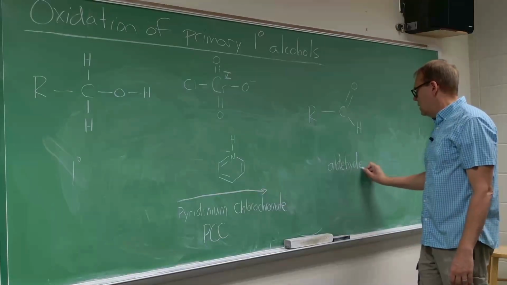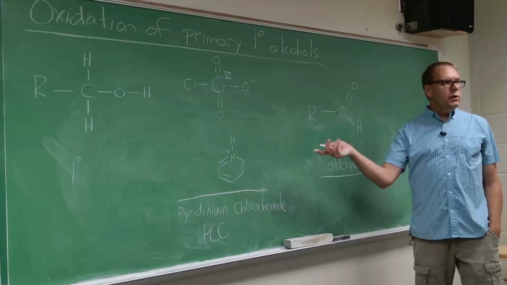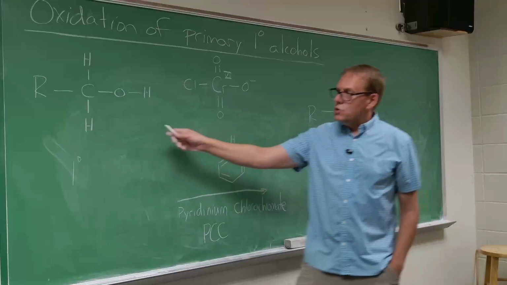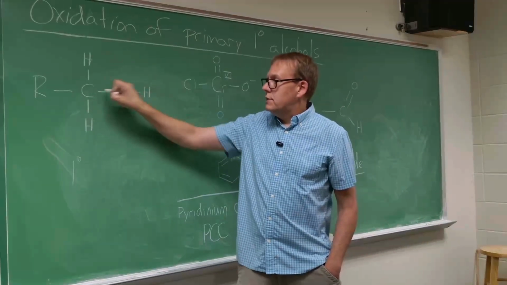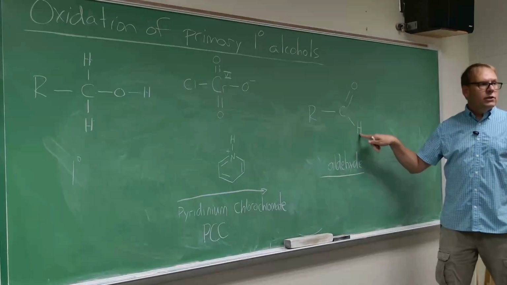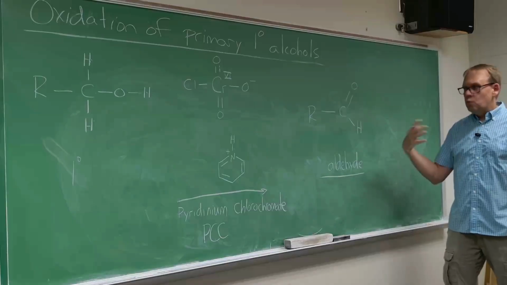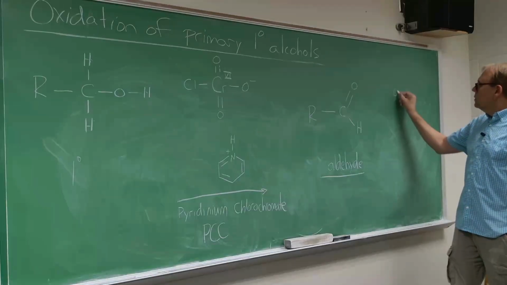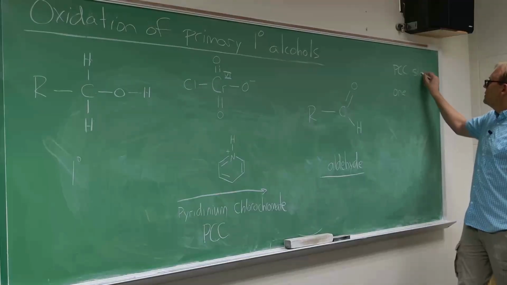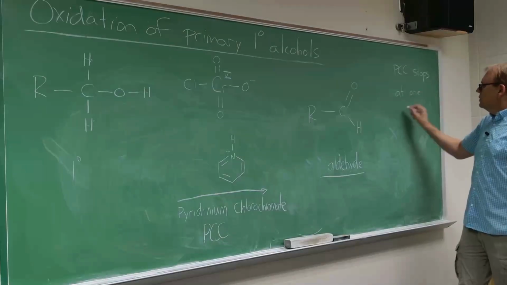So this is the unique feature of this pyridinium chlorochromate reagent, that it's able to take a primary alcohol, which has a carbon and two H's attached to the OH carbon, and oxidize it once, so it leaves one H attached to that carbon, and it generates a new carbon-oxygen double bond. So it does one oxidation. So this is one thing about PCC. PCC stops at one oxidation.